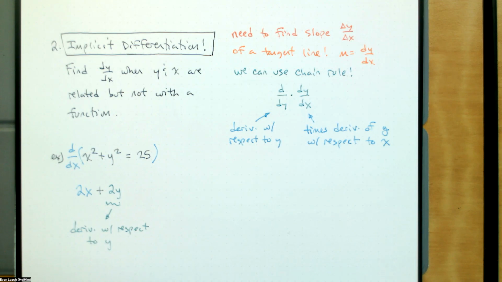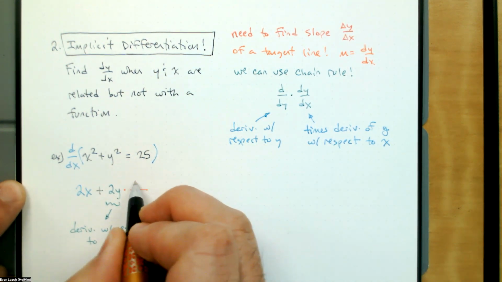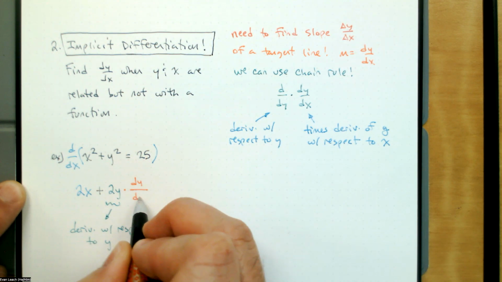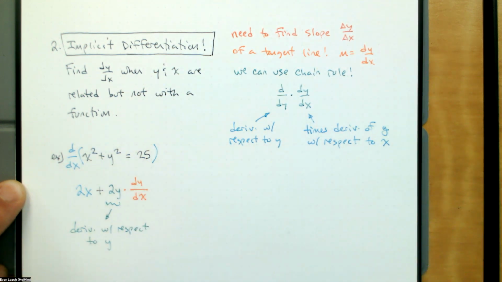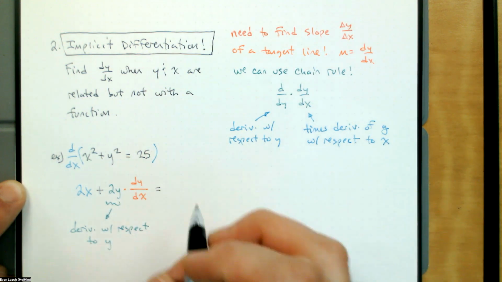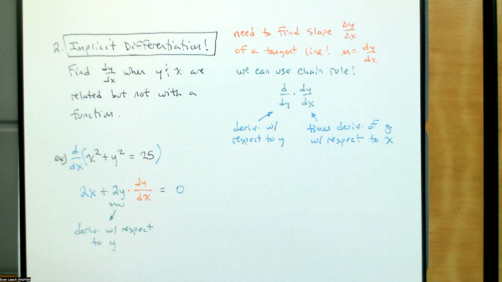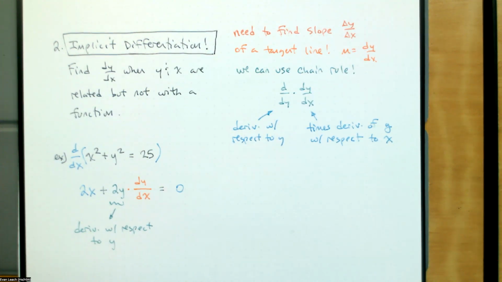Then the chain rule says if you want the derivative with respect to x, you take the derivative with respect to y and multiply by the derivative of y with respect to x. We don't know what that is, but that's what we're looking for. So we just apply the chain rule, and what we're looking for shows up. On the other side, the derivative of 25 is 0 because 25 is a constant. So the times dy dx, that's the chain rule.